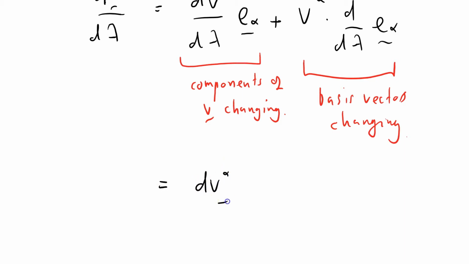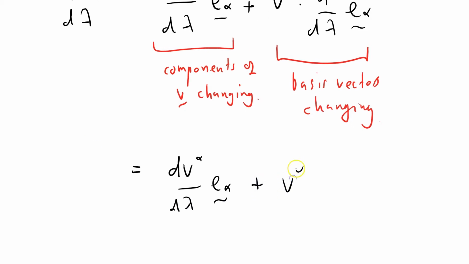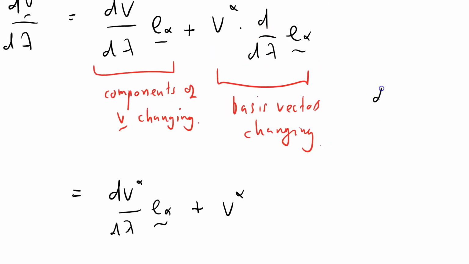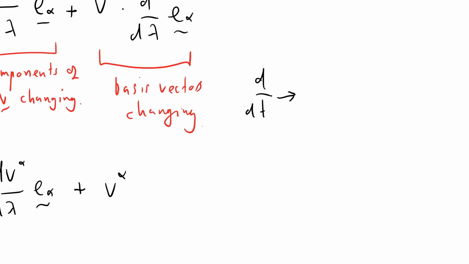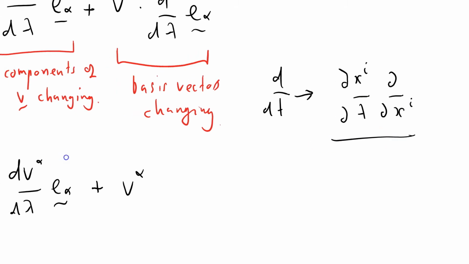Well, it's dv alpha by d lambda e alpha, summed over alpha, of course. Just pick up again how powerful that summation convention is. Plus v alpha. Now what I need to do is to replace this. D by d lambda has to go to dxi by d lambda d by dxi. I'm going to use that transformation, summed over i, of course.